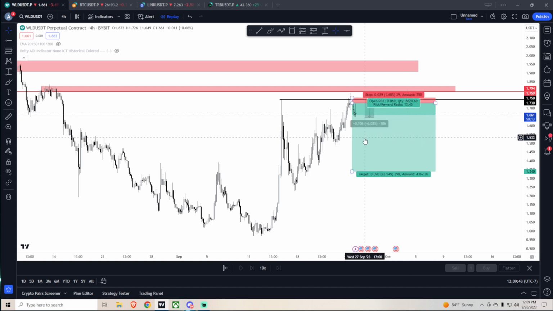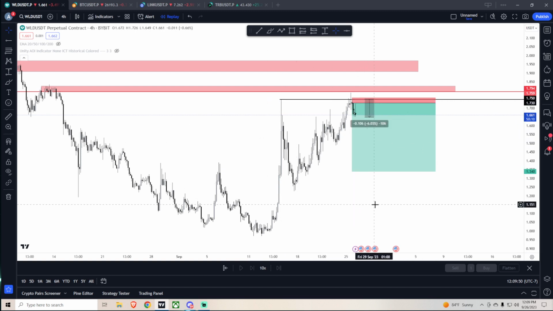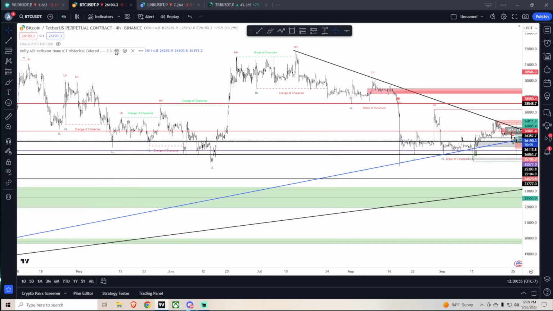Okay, so that's a type of confirmation play. You wait for swing failures to happen. Now I can show you multiple swing failures. Sorry, I'm testing this out.